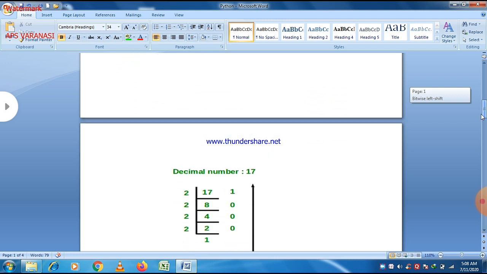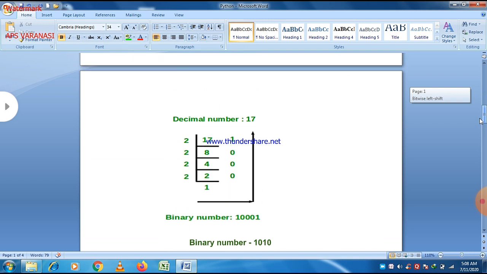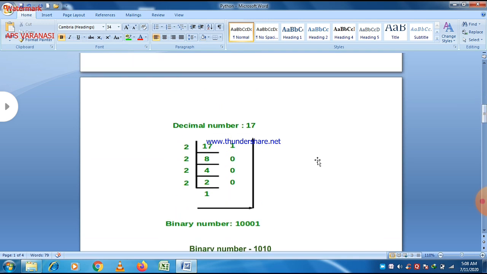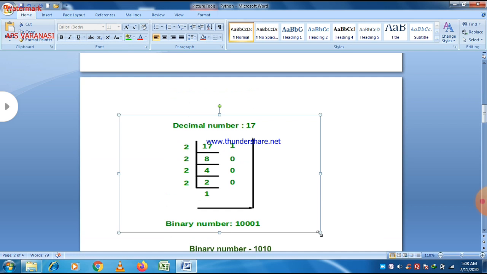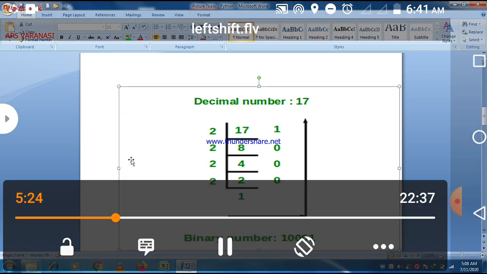I think the concept is clear to all of you. If you don't know how to convert a decimal number into a binary number, there is a small example here. You can easily see that 17 is given here, and 17 is a decimal number.